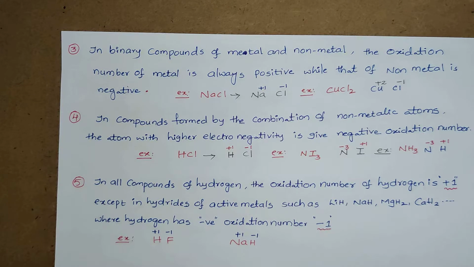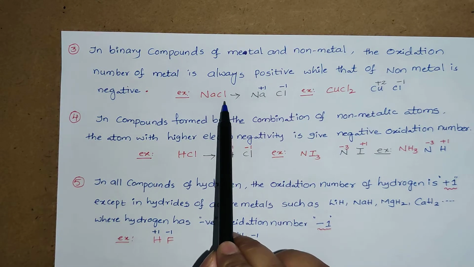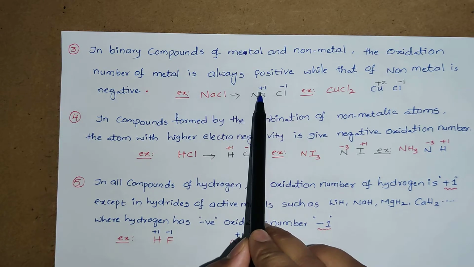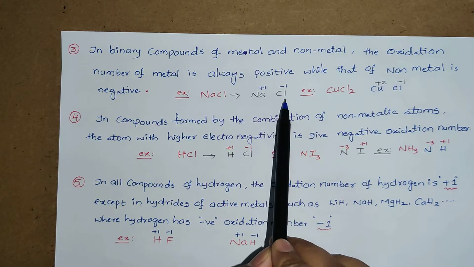That means, whenever a compound is formed by a metal and a non-metal, the metal always shows a positive oxidation state and the non-metal always shows a negative oxidation state. For example, sodium chloride: sodium is a metal, chlorine is a non-metal. Sodium always shows a positive oxidation state, that is +1. Chlorine shows -1 oxidation state.